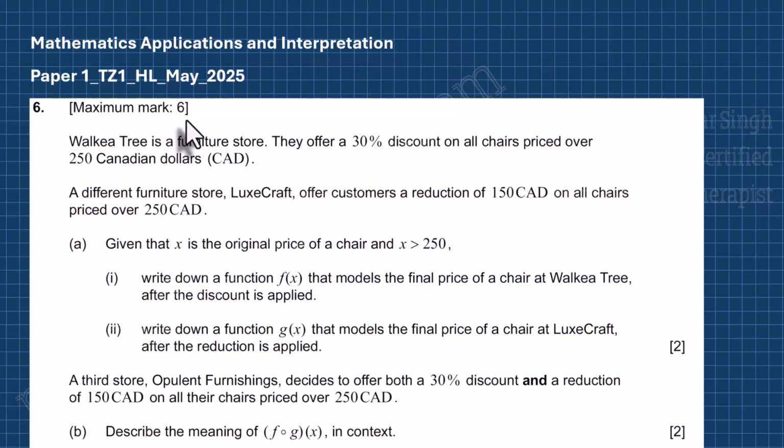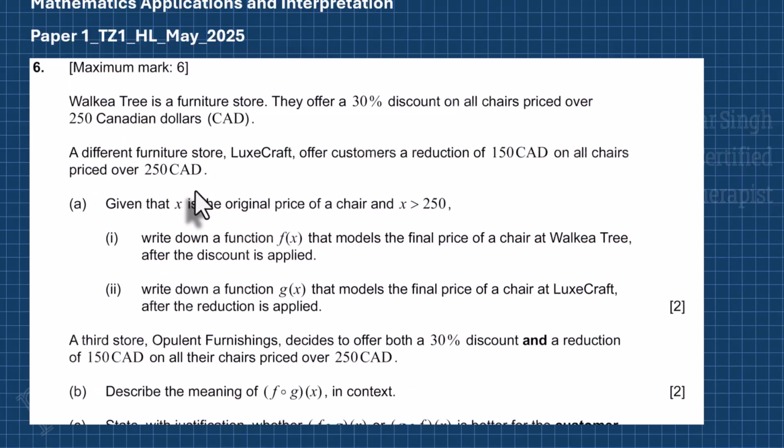It talks about two different furniture stores, Wakia Tree and Luxcraft. These two stores are providing different types of discounts. Wakia Tree provides a 30% discount on all chairs priced over 250 Canadian dollars, whereas Luxcraft is giving a flat discount of 150 Canadian dollars on all chairs priced over 250, right?